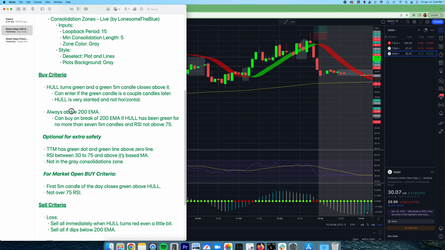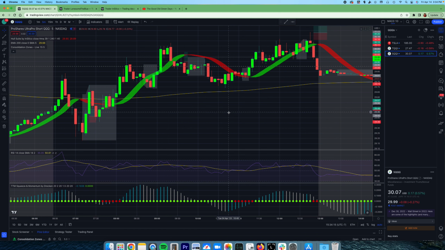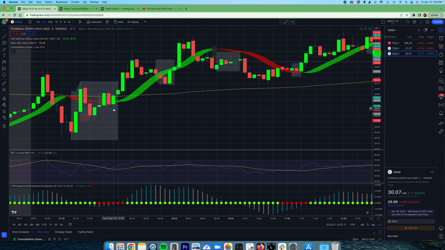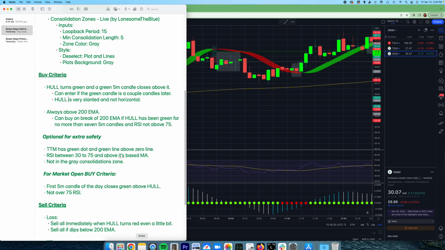Okay, so it's always above, so the hull should be very slanted when you enter, and it shouldn't be horizontal. So right now the hull is horizontal right here, confirmed by the gray zone also. But when it slants up, that's when you should enter. And it's always above the 200 EMA.